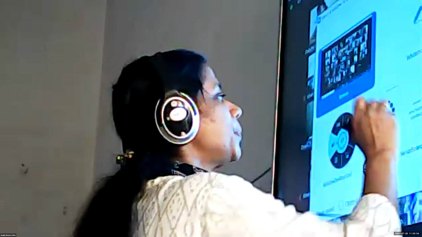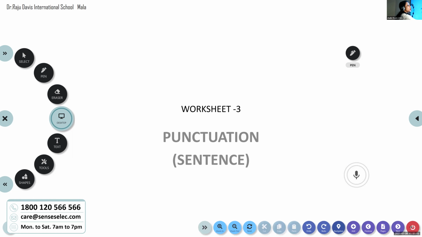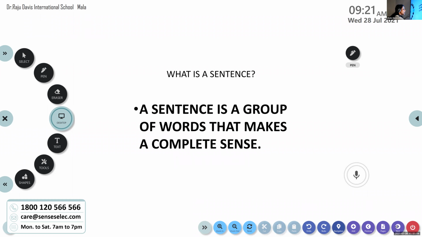Okay, so let's move on to today's chapter. So here we go. Today we are going to learn all about sentences. We know the last chapter was all about words, so we know how sentences are formed. Let's move on to today's topic. All of you, please have a look at it.